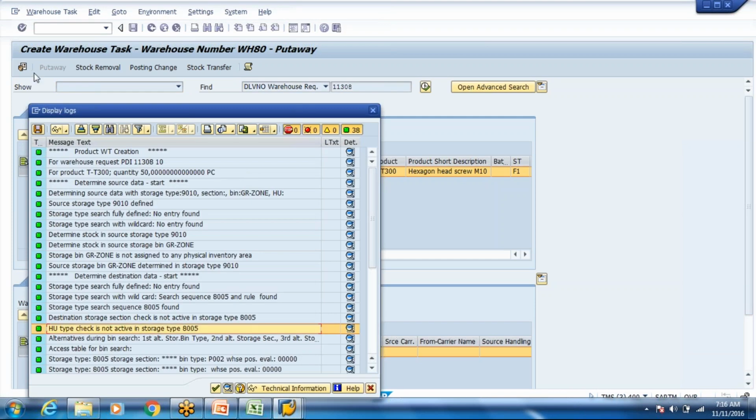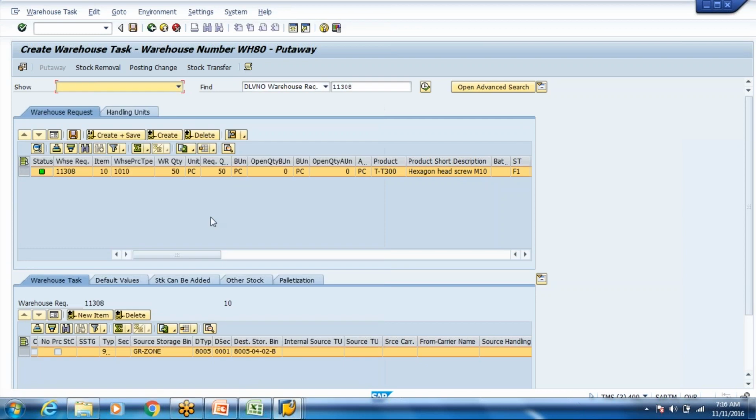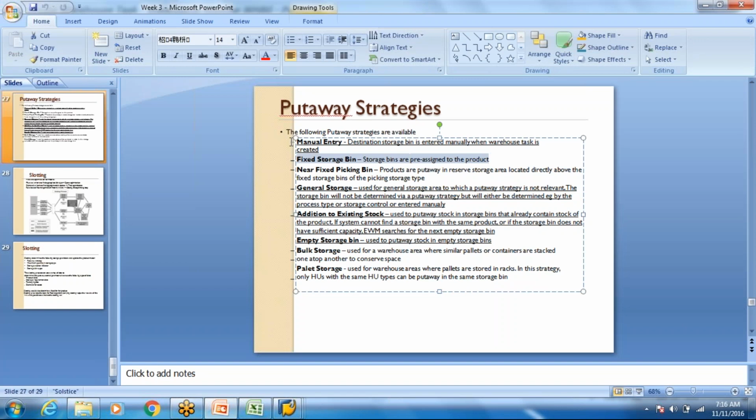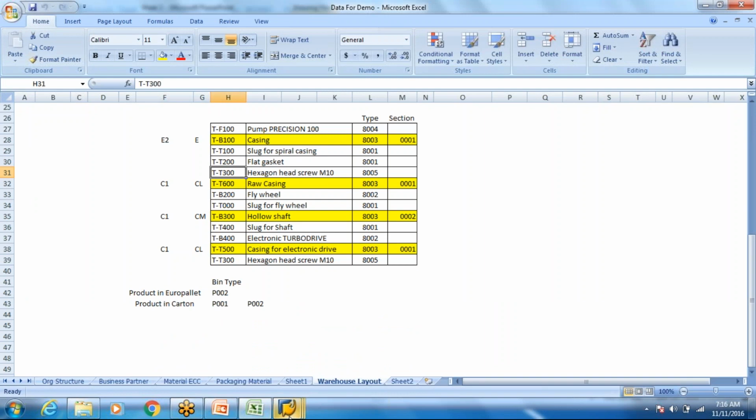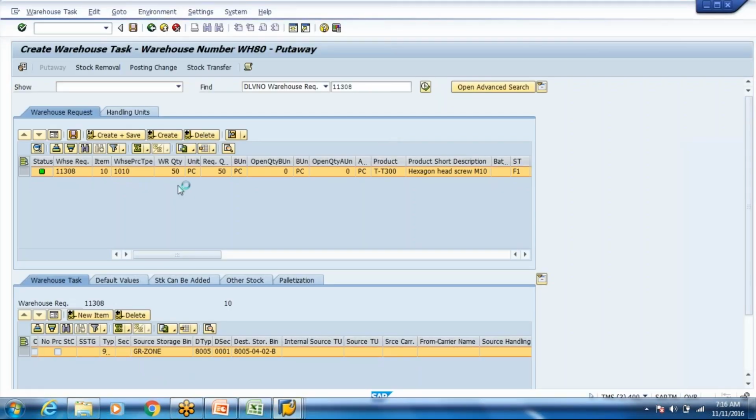So that's the fixed bin strategy for you, and you can see that it's trying to go to 8005 and determining fixed bin, and then it found a bin and it's trying to place a stock there. Okay, so this is how the fixed bin works, pretty straightforward. Then I think yesterday we were trying out something, maybe related to the Euro palette thing, but due to the task creation we were not able to take it up.